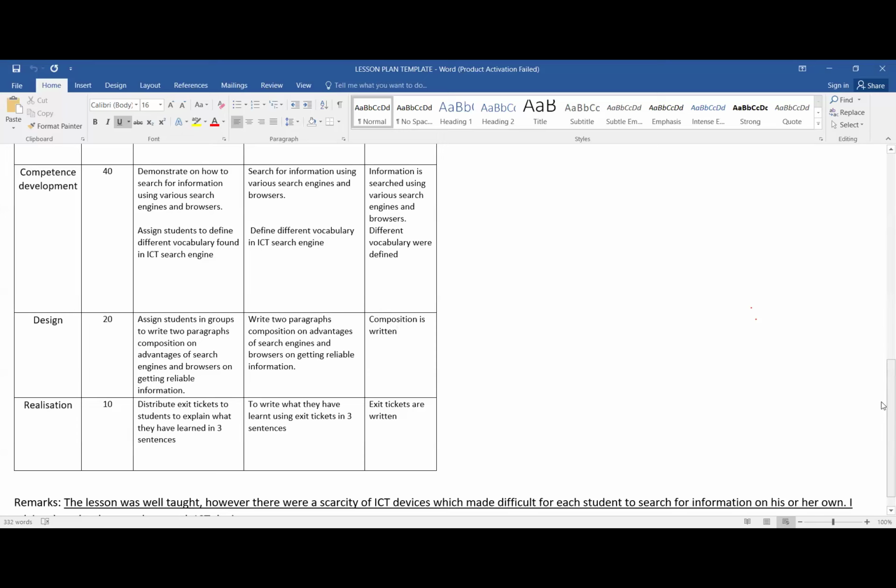So not say by the students, but you have to consider that those who are supposed to write that are the students, but the exit ticket is written. And lastly, you have to write the remarks.